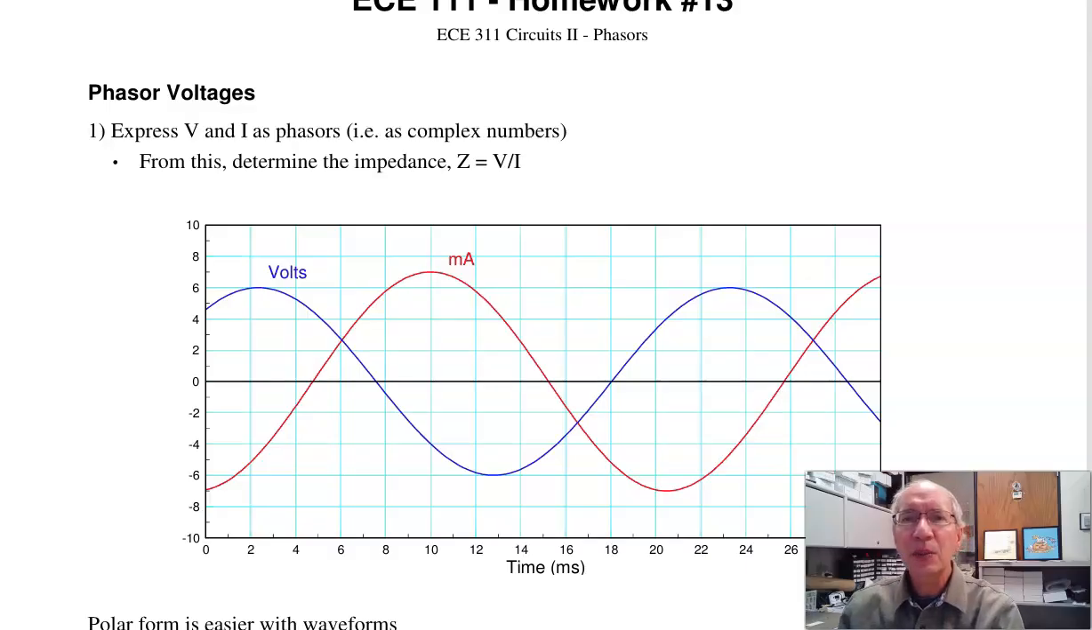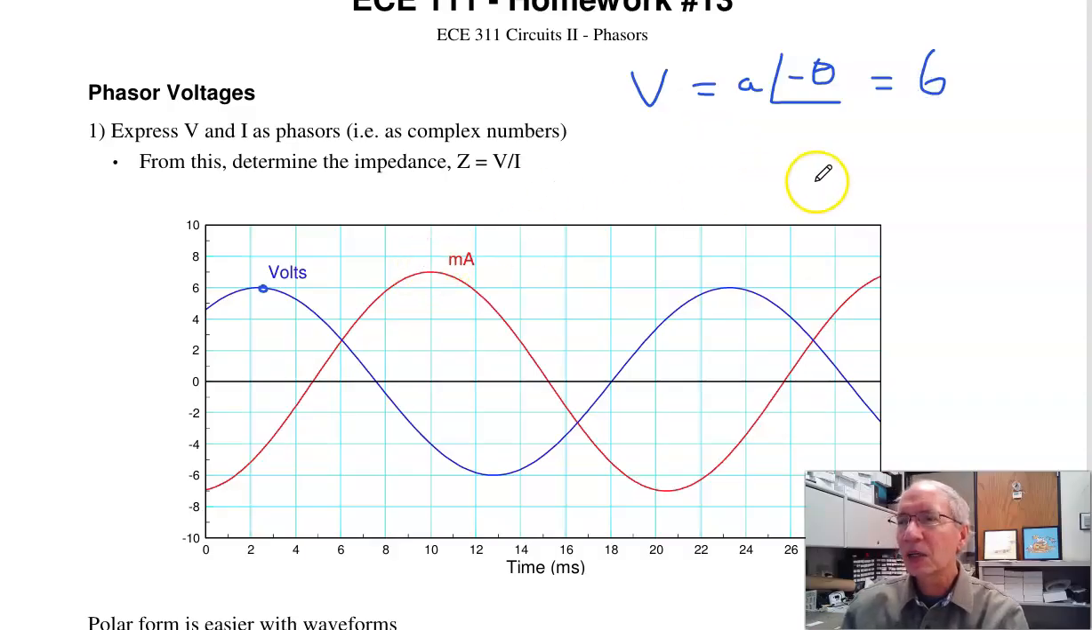Now in lab, polar form is easiest. So the voltage is just some amplitude at an angle. To find the amplitude, just take off the peak. So here the peak is about 6 volts. To get the angle, find the delay. Cosine, or 0 degrees, has a peak at t equals 0. This has a slight delay. That delay is about 2.5 milliseconds.